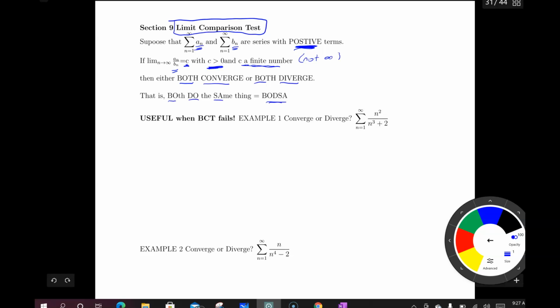They both do the same thing. Okay, so when is this test useful? When the basic comparison test fails.